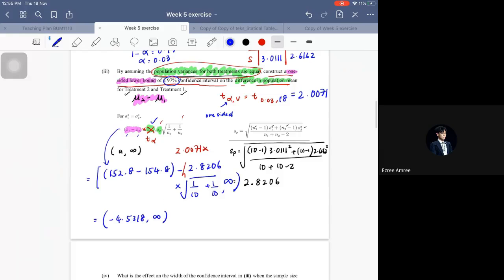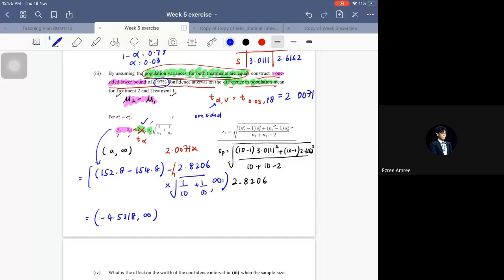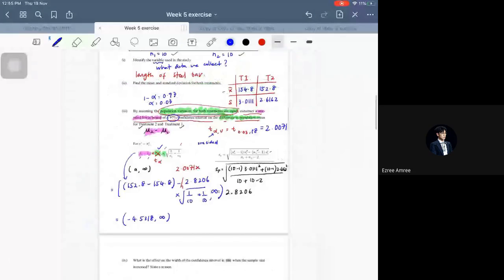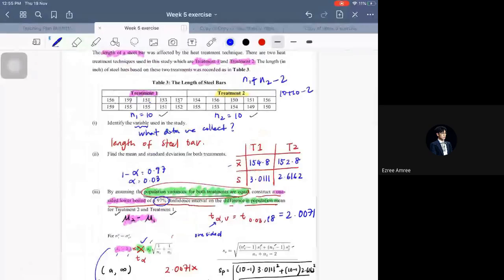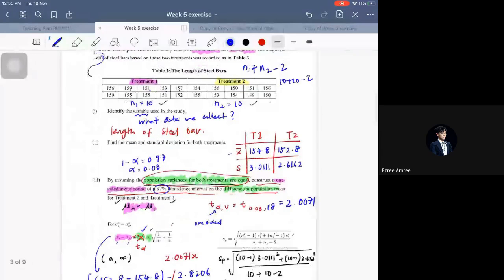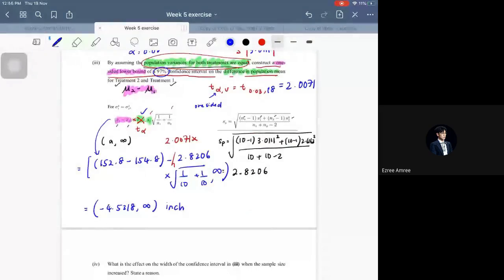Okay, however, remember, every time we write down the confidence interval, we need to write down the unit as well. Here we are talking about the length, and what's the unit of the length? It's going to be in inches. So therefore here, you have to write it in terms of inches. So that's it.